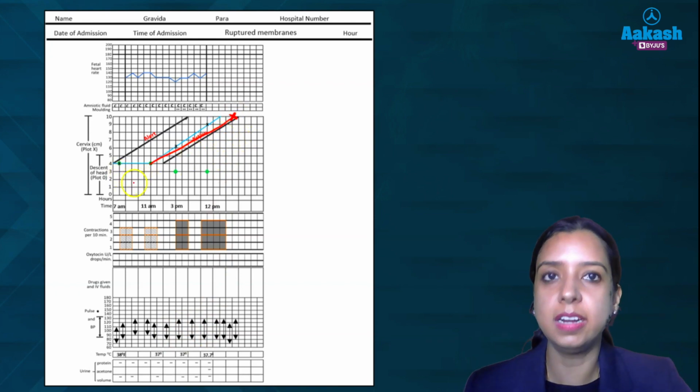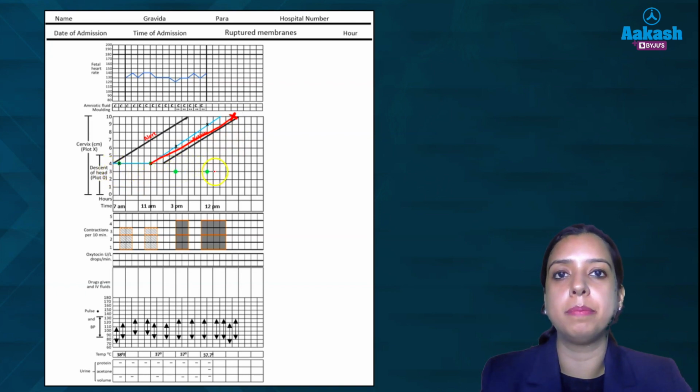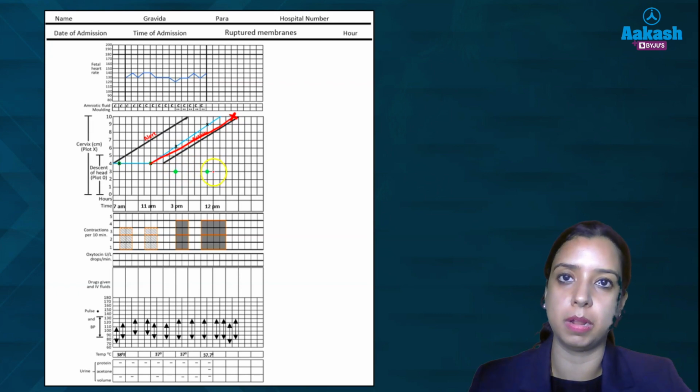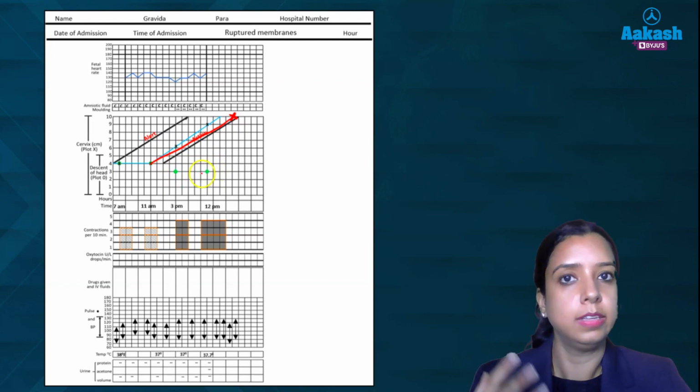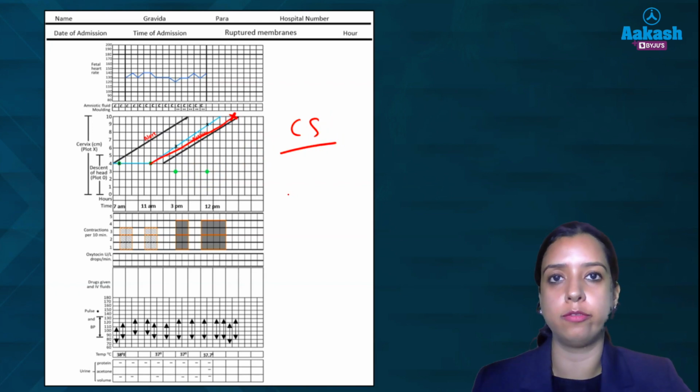Why not? See the descent. Descent was 3 by 5. It means 3 parts are palpable per abdomen. Only 2 parts have entered the pelvis. It is so high. It is not even engaged. You cannot use instrument. So here the answer was cesarean. So that's how you have to see how you manage based on a partogram.